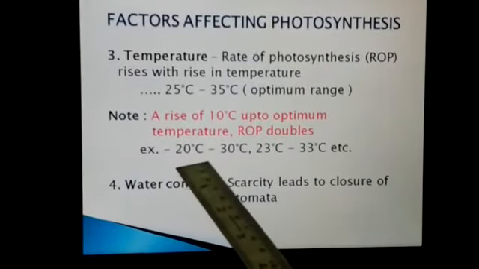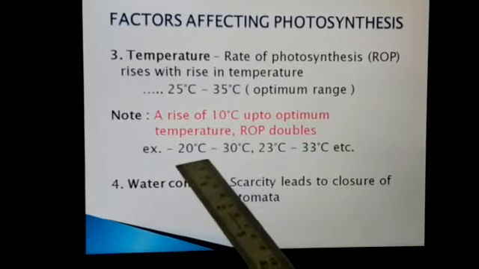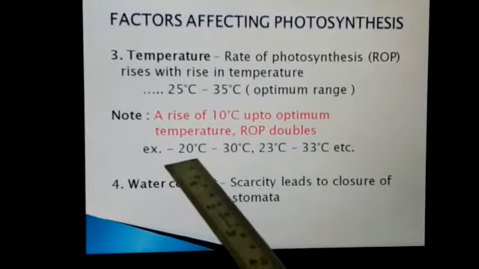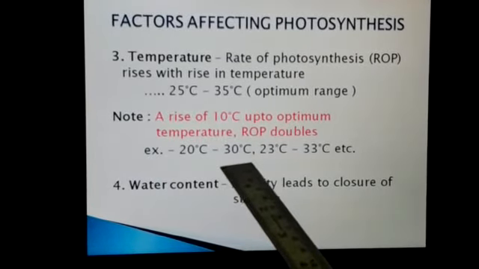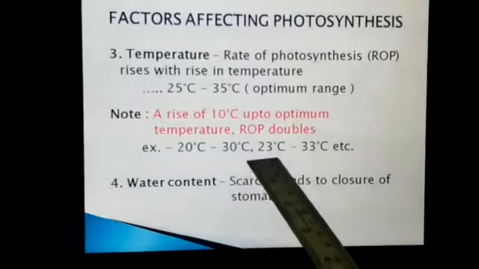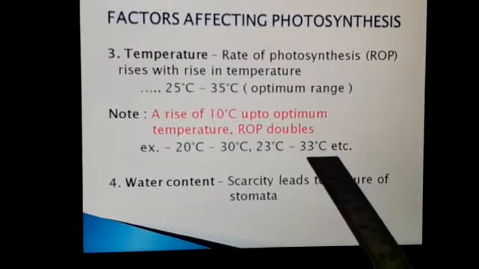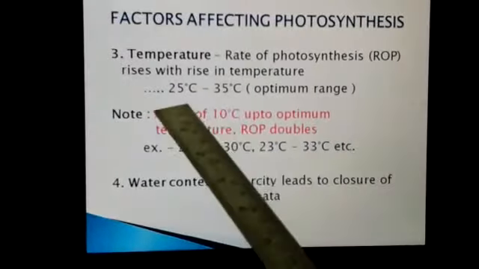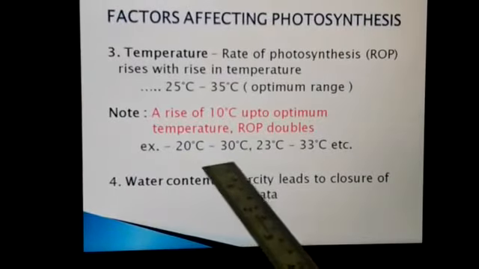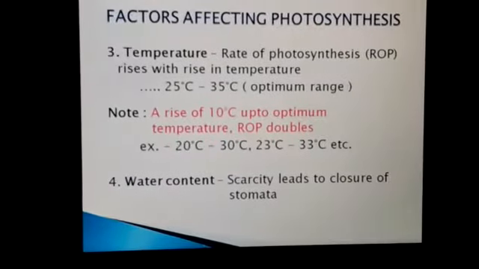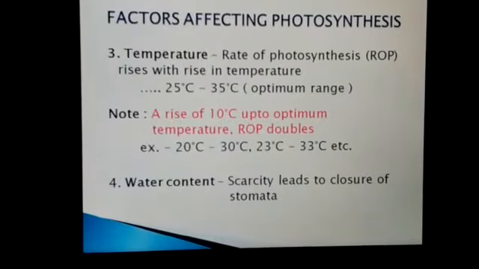Let me give some examples of temperature ranges. If the temperature rises from 20 degrees centigrade to 30 degrees centigrade suddenly, or 23 degrees centigrade to 33 degrees centigrade, all are within this range of temperature, then it is seen that the rate of photosynthesis doubles.